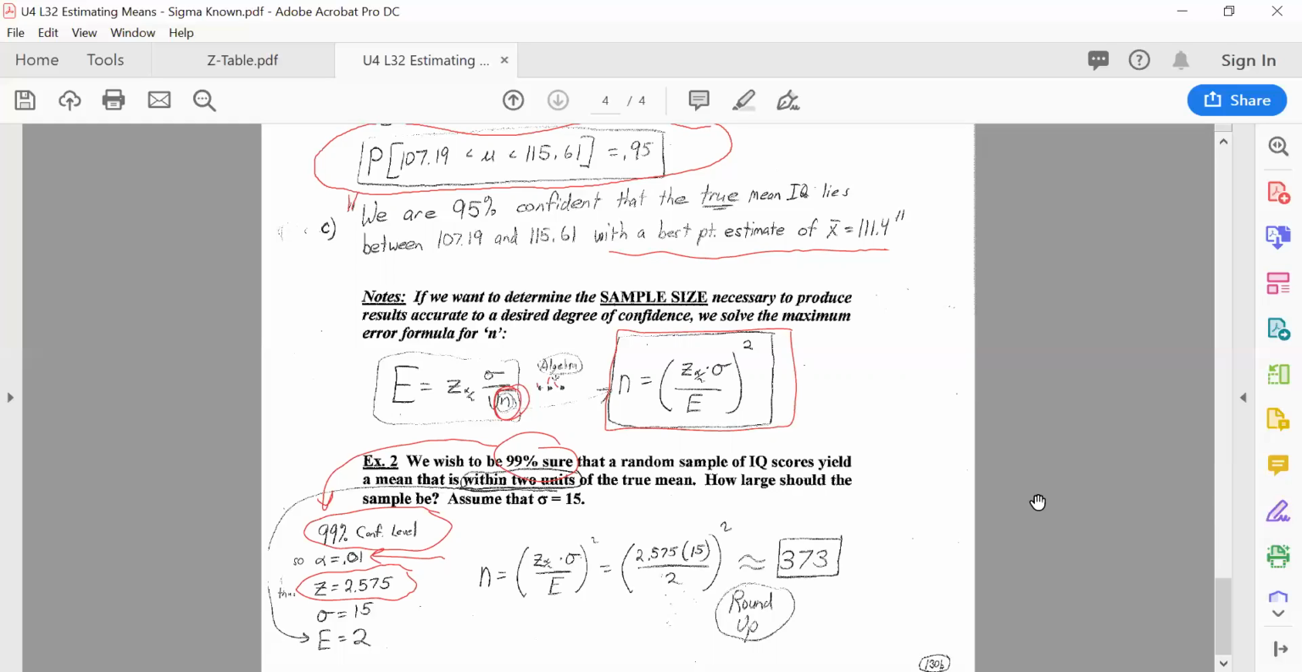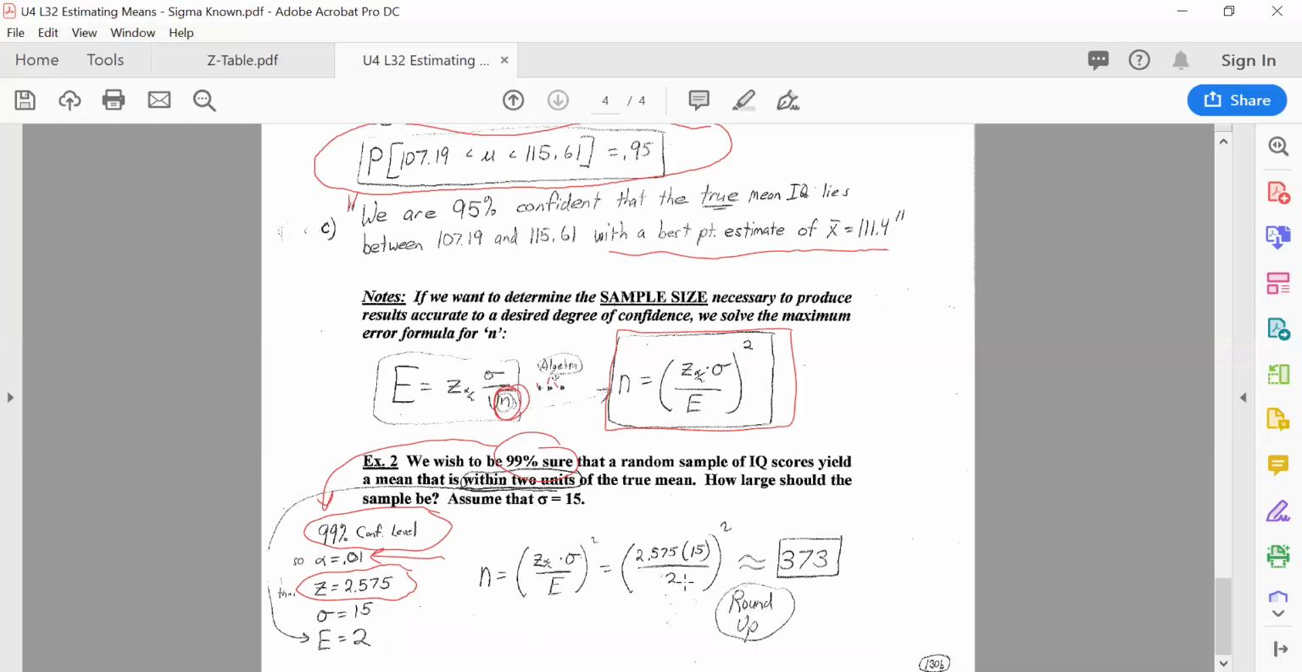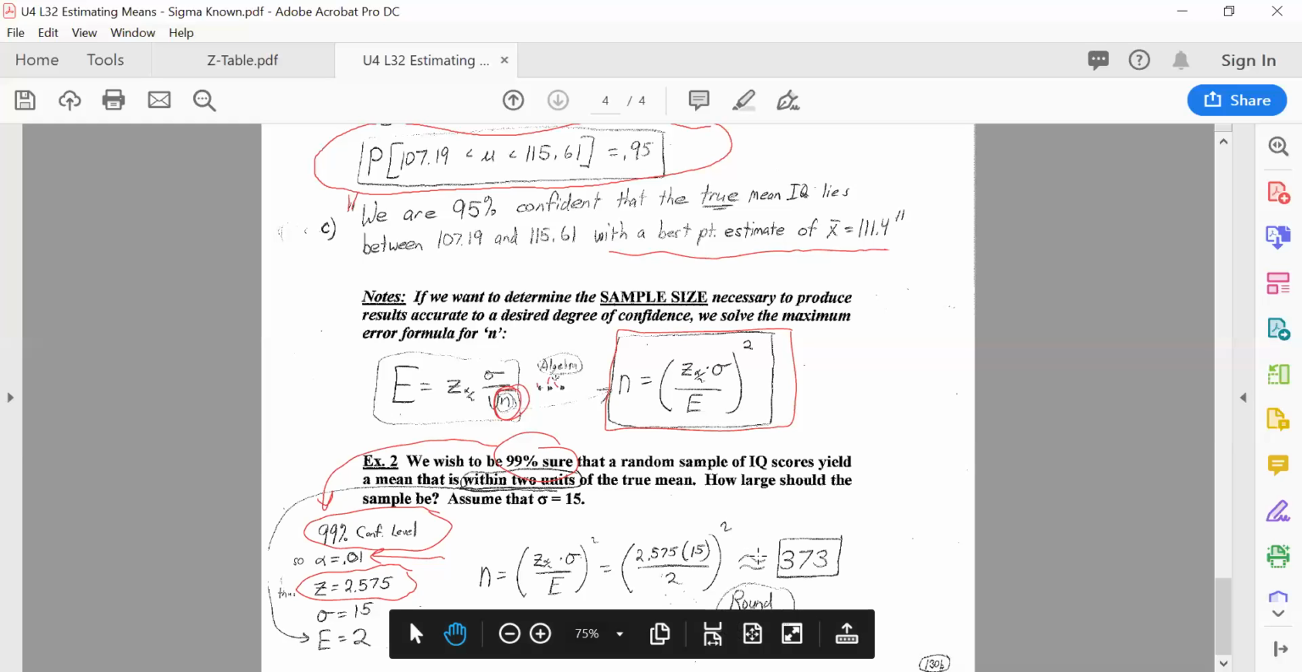Okay, so sigma is 15, and then it says we want to be within 2 units of the true mean, so E equals 2. Now it's a matter of just plug and chug. The z-score is 2.575. Sigma is 15. Error is 2. Do not double the error. I know it's 2 units in each direction, but do not double E. It's just 2. And then square the whole thing, and you're going to get an answer.